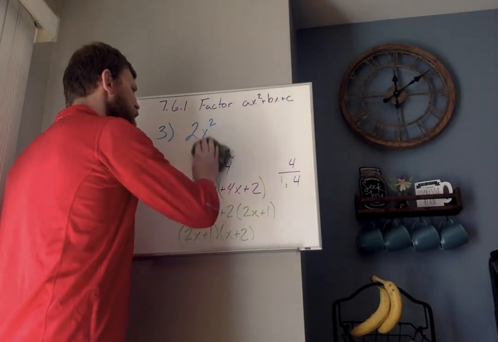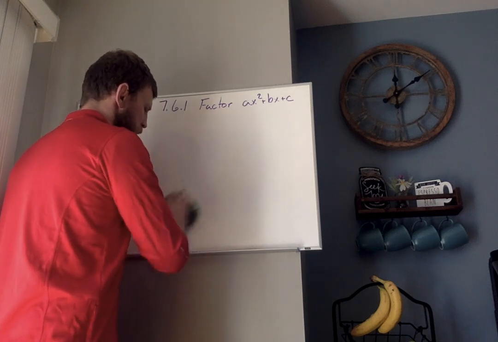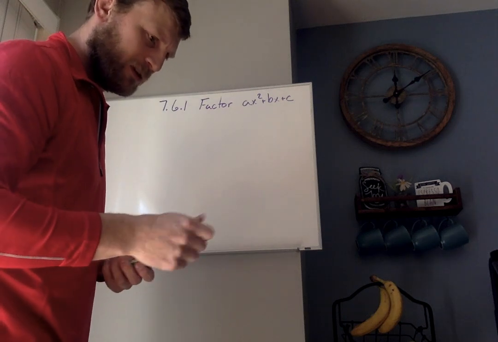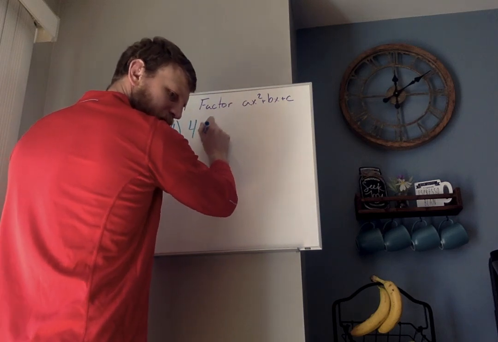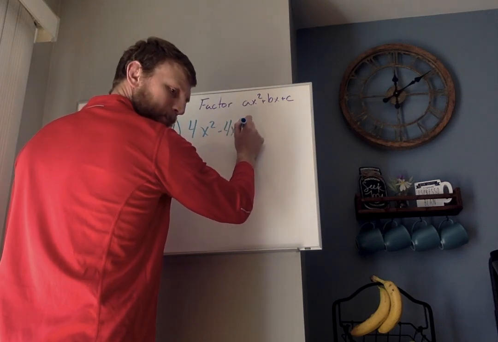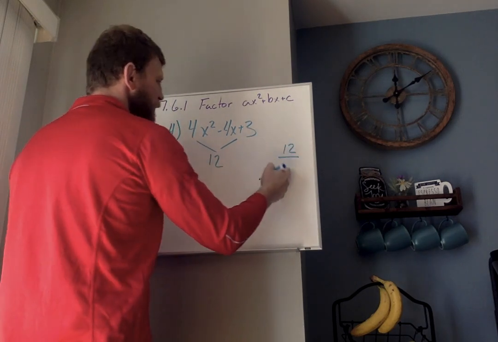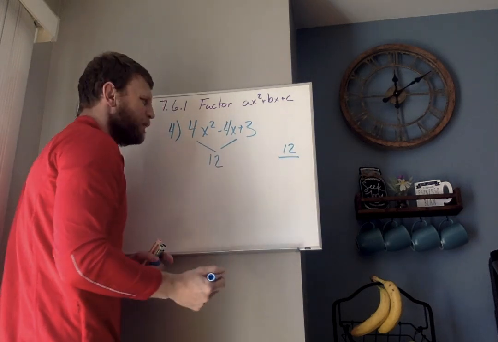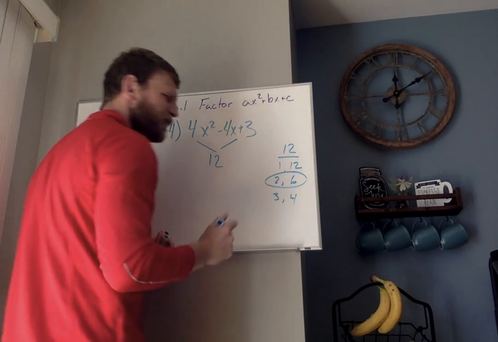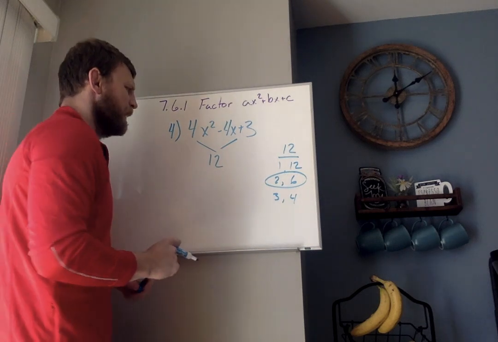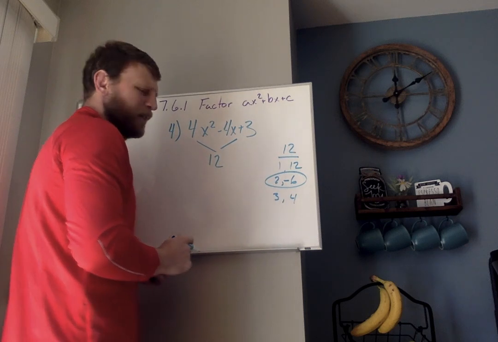And the last one here, the last one we got is number 4, okay? So here, 4 times 3 is 12. So I'm looking for the factors of 12 that can give me a negative 4. Okay, I'm going to write these out. 1 and 12, 2 and 6, 3 and 4. I'm thinking this is going to be 2 and 6 because 2 and 6 are 4 apart. Okay. Now it needs to be negative 4, so this is going to be a positive 2 and a negative 6. Okay?